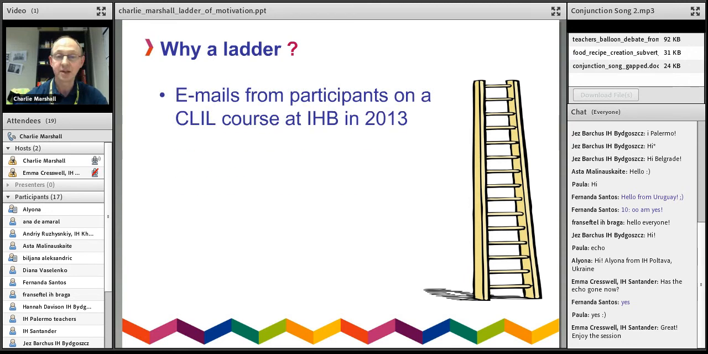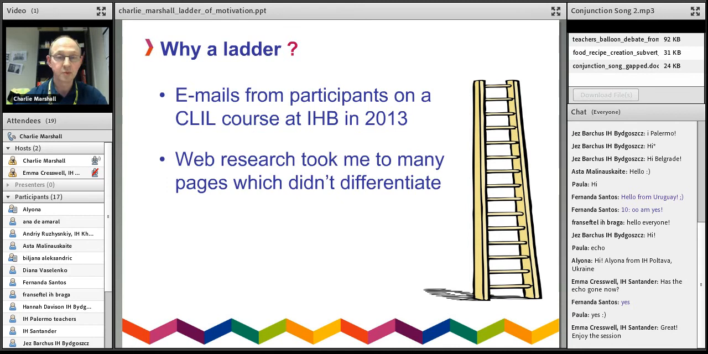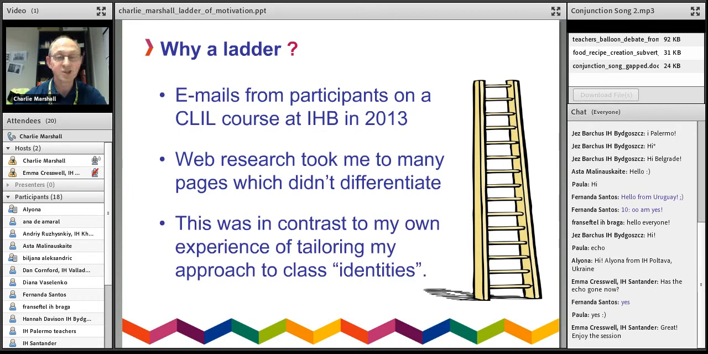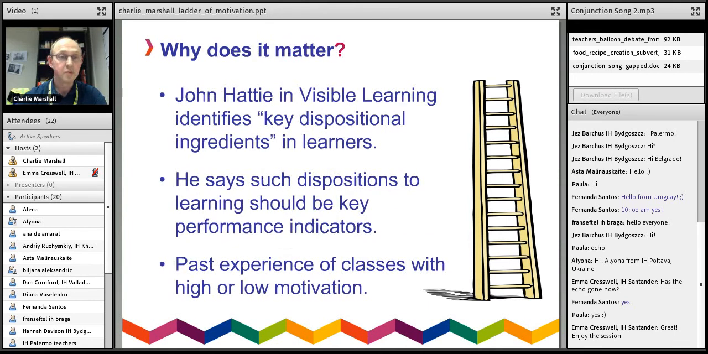And I looked on the internet. I went to lots of different websites. The different websites all just seemed to list a lot of ideas, but they weren't very specific to any particular kinds of students. My experience is more that I've taught many different classes, and I feel like my classes have a particular identity. I felt that the things I saw on the websites were in contrast to that experience of tailoring my approach to different identities of classes.